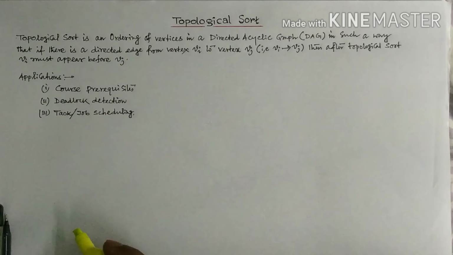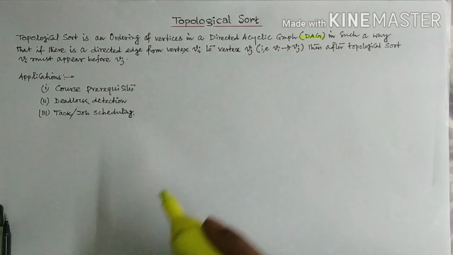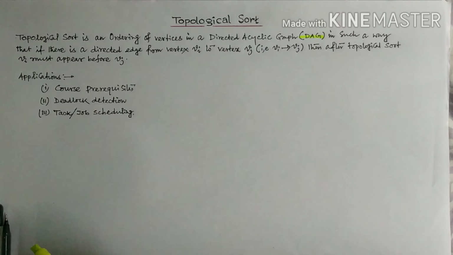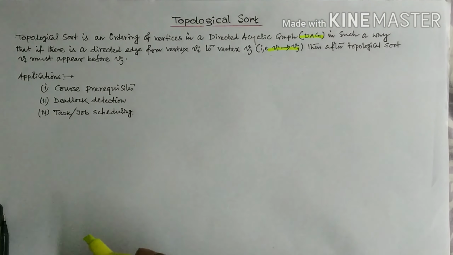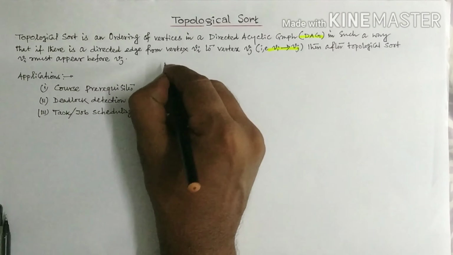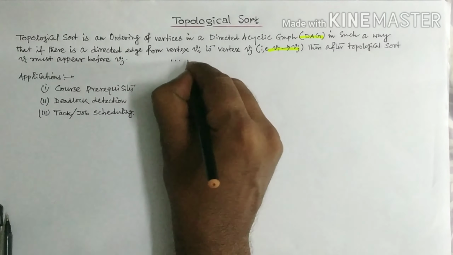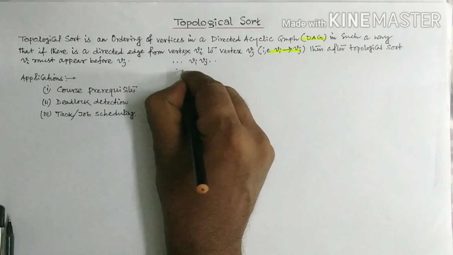In this video, we will discuss topological sort. Now, what is topological sort? Topological sort is an ordering of vertices in a directed acyclic graph in such a way that if there is a directed edge from vertex Vi to vertex Vj, then after topological sort, Vi must appear before Vj. That is, after topological sorting, the sequence looks like this.